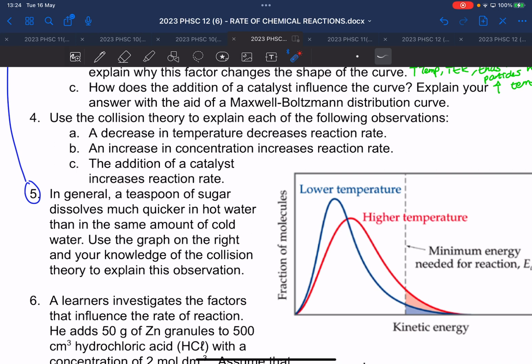Okay, then the last one, the addition of a catalyst. A catalyst lowers the activation energy. Thus more particles will have sufficient energy to overcome the activation energy. So far you will have 2 out of the 3 marks. What's that golden sentence? Thus, more effective collisions per unit time.